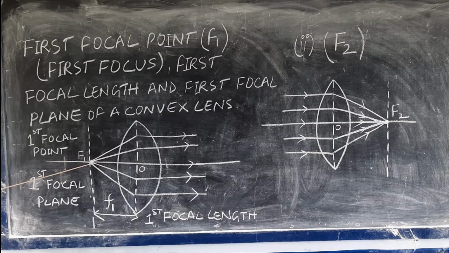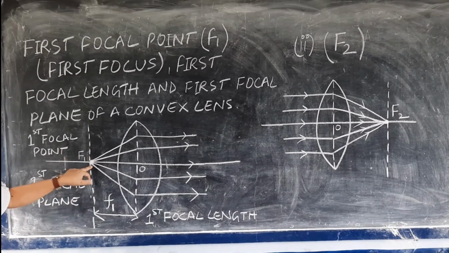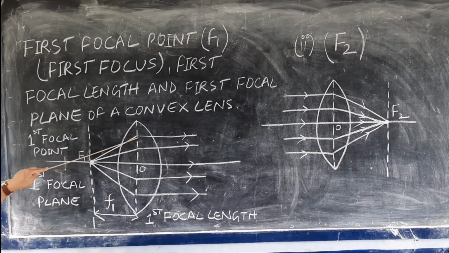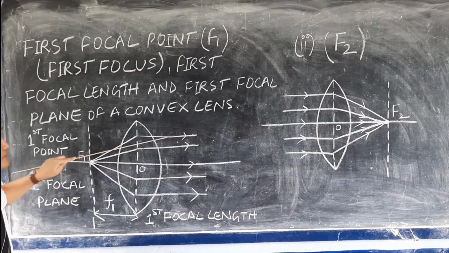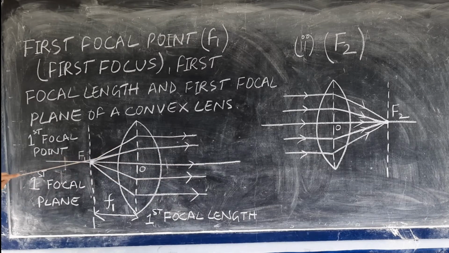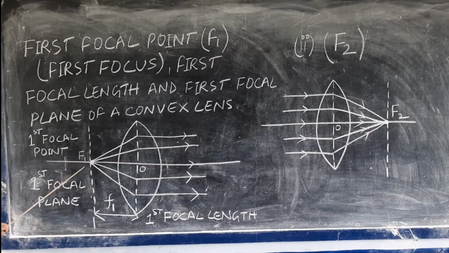Now let us consider a point on the principal axis, on the left hand side, through which rays of light deviate and, after refraction, travel straight, that means parallel to the principal axis. The rays of light are deviating, but after refraction these rays will travel parallel to the principal axis. Now this point on the principal axis we call the first focal point.